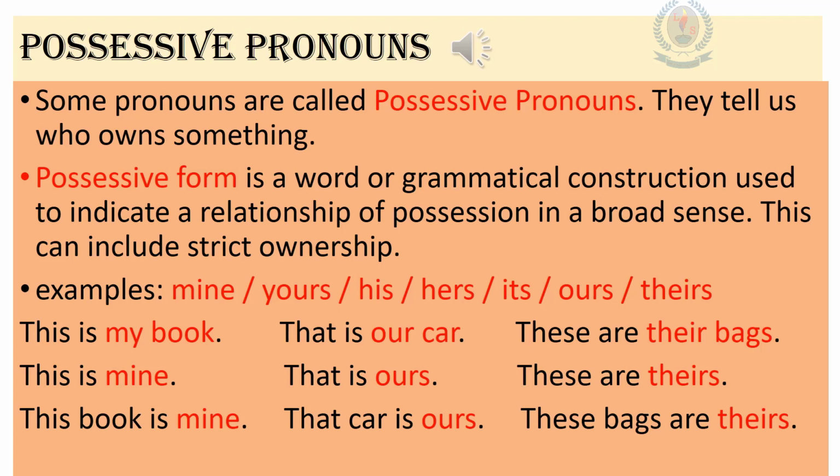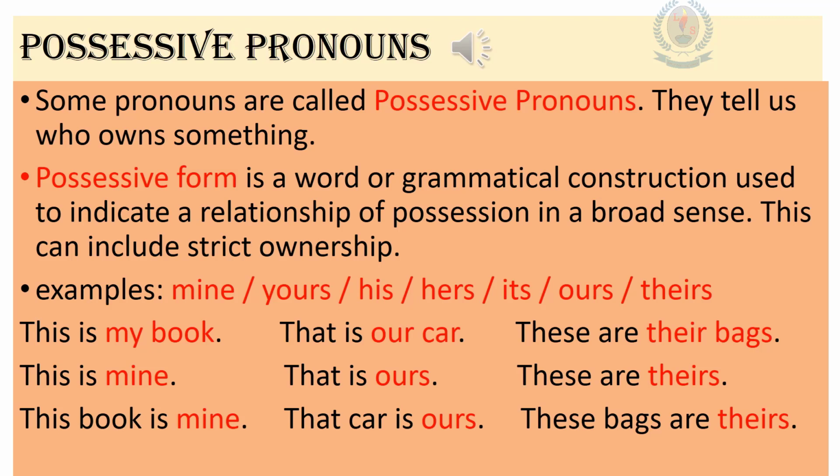Now let's see the other one. That is our car. That is ours. If somebody shows you a car, and it is yours, you can say, that is ours. But you can't say, that is ours car. That is wrong. Therefore, you have to put the noun before the possessive pronoun. In the third sentence, that car is ours.